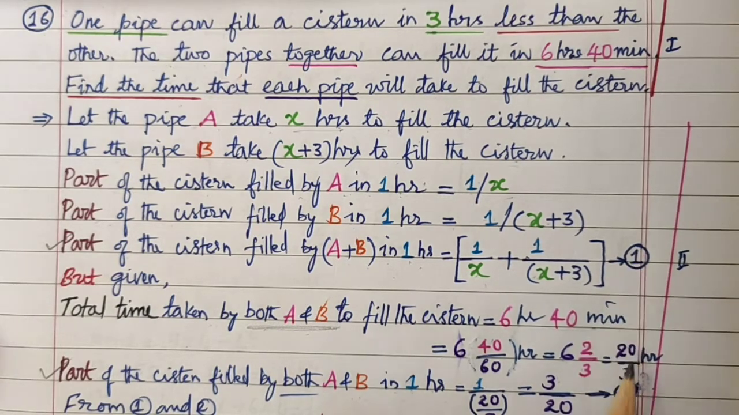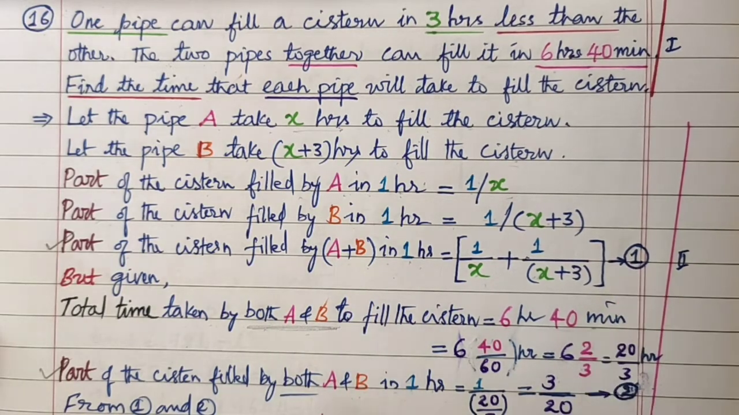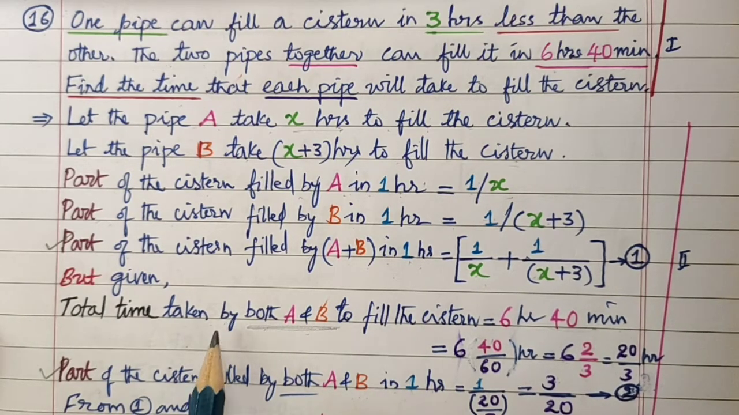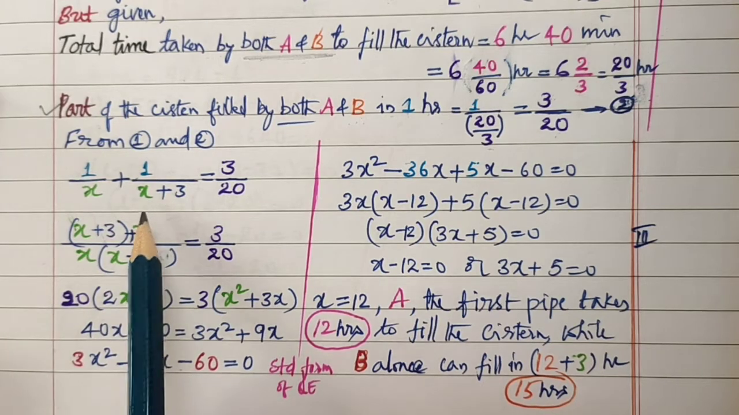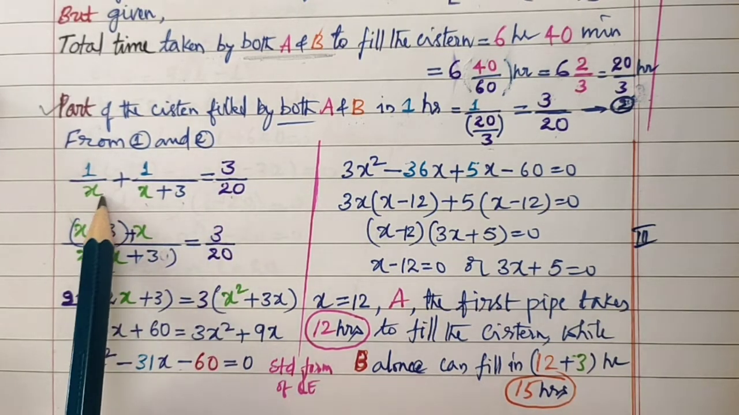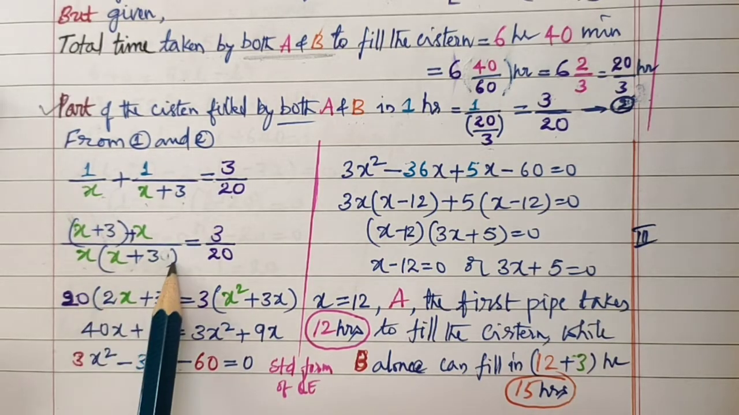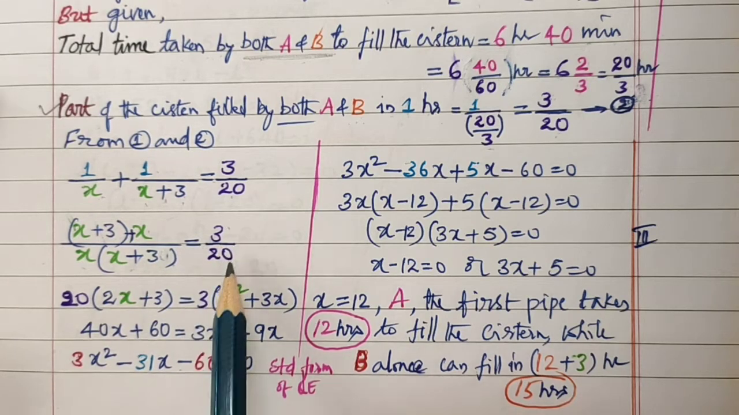From 1 and 2, we have two equations. The part of the cistern filled by A and B in 1 hour gives one equation, and we have one more equation, that is 3 by 20, according to the condition given in the problem. We equate these two. 1 divided by x plus 1 divided by x plus 3 is equal to 3 by 20. Take the LCM, that is x into x plus 3. This goes here and this goes here. x plus 3 plus x is equal to 3 by 20.